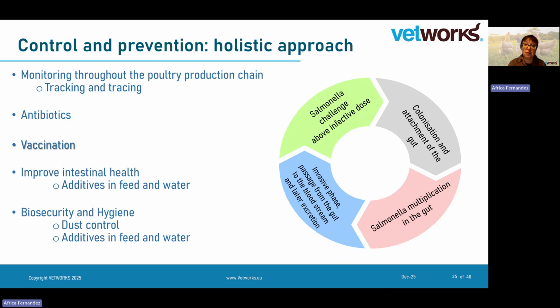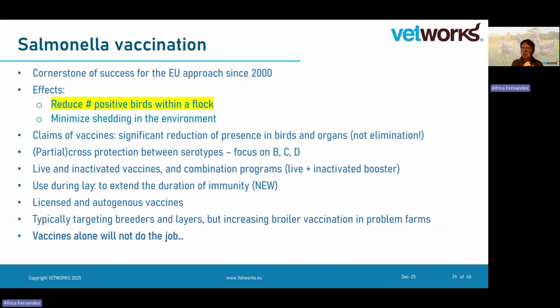A few words also on vaccination. I would say vaccination has been key in the success of Salmonella control in many regions, and I think it is very important because it reduces the percentage of positive animals, and it also reduces the shedding, like in other diseases, basically. But it reduces the shedding, it doesn't eliminate Salmonella, obviously. There is also a partial protection between serotypes.